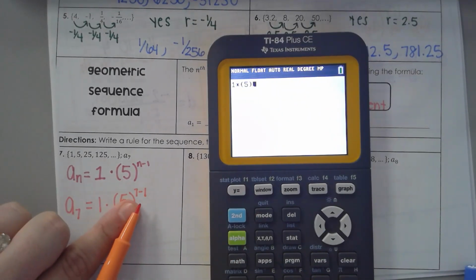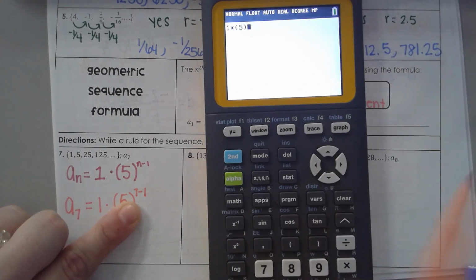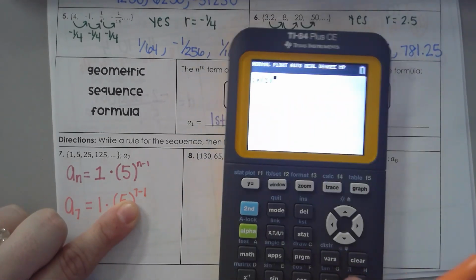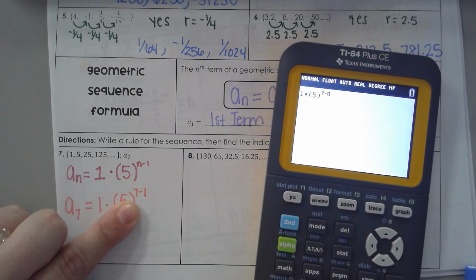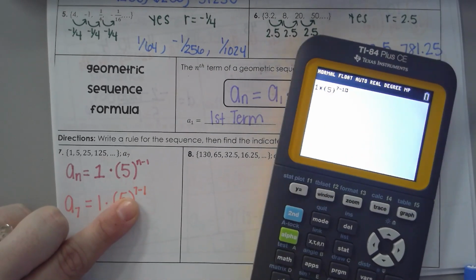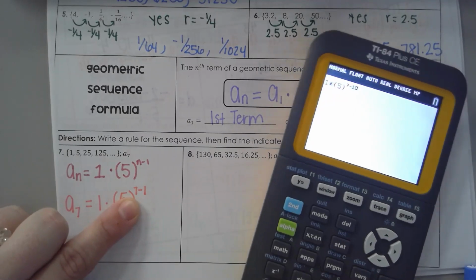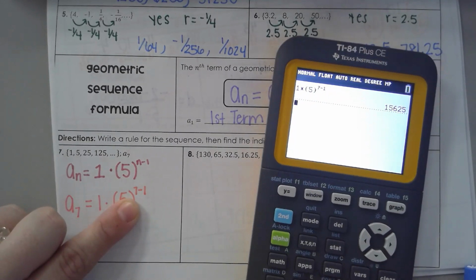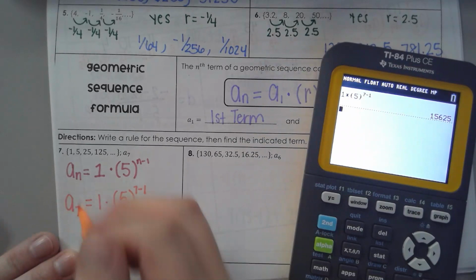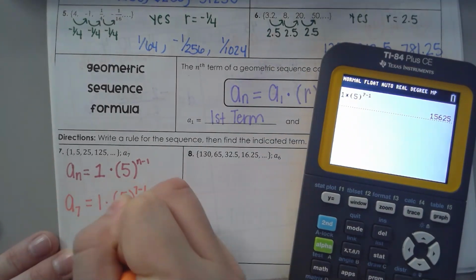How do I get something in the exponent? This little arrow, this button right above the division sign, right there. So hit that, and then you type in 7 minus 1, or you can just type in 6, because I know that you can do 7 minus 1 in your head. 15,625. Yes.